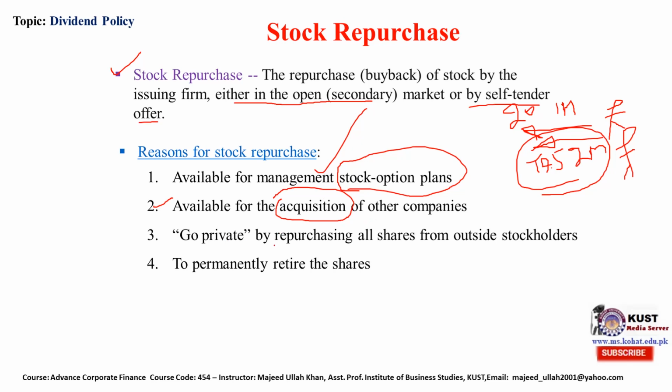Go private: sometimes a company repurchases its shares from outside stockholders and becomes delisted from the stock exchange. Permanently retire the shares: sometimes the company takes the shares back and cancels them and vanishes them, because they decrease the number of shares outstanding of the company.